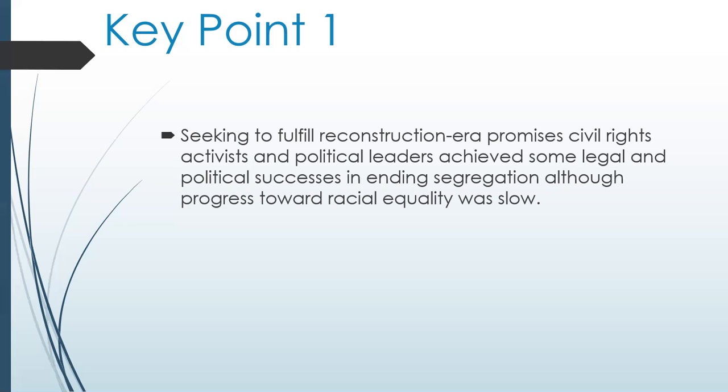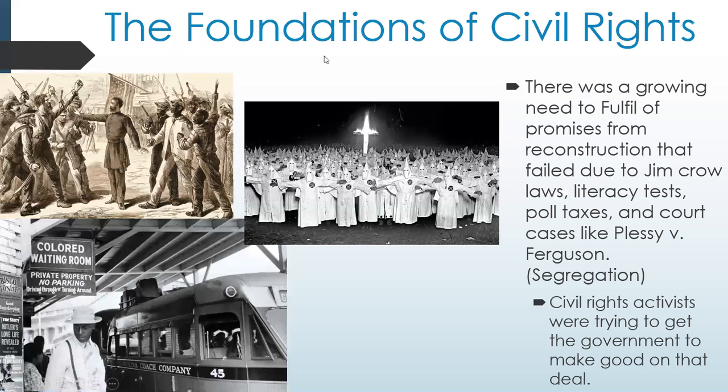So let's move forward. Okay, so if you guys remember, Reconstruction was kind of a big fat mess post-Civil War, right? There were a lot of promises made that failed. Part of why these promises fail is because the South was able to institute Jim Crow laws, literacy tests, poll taxes. And then we had a court case known as Plessy versus Ferguson, which made segregation not only legal, but made segregation the law of the land.